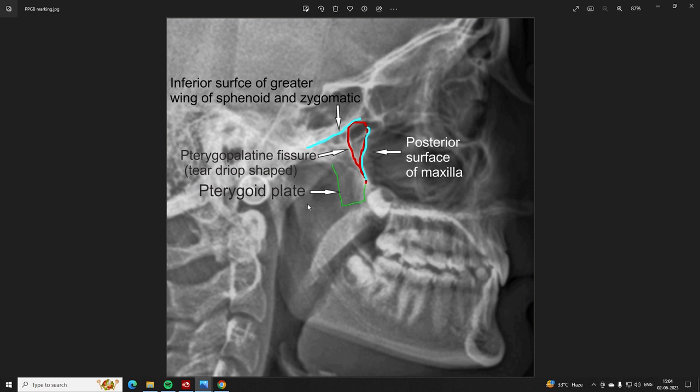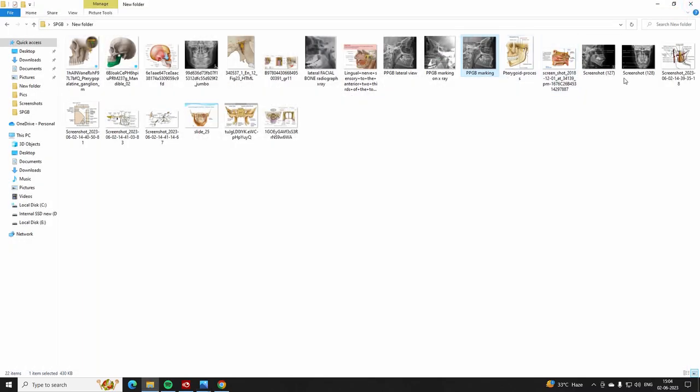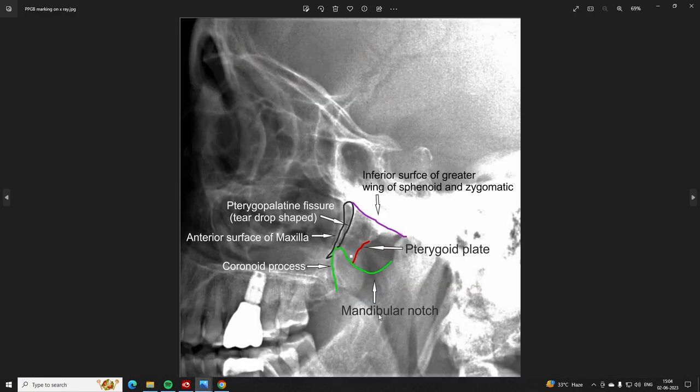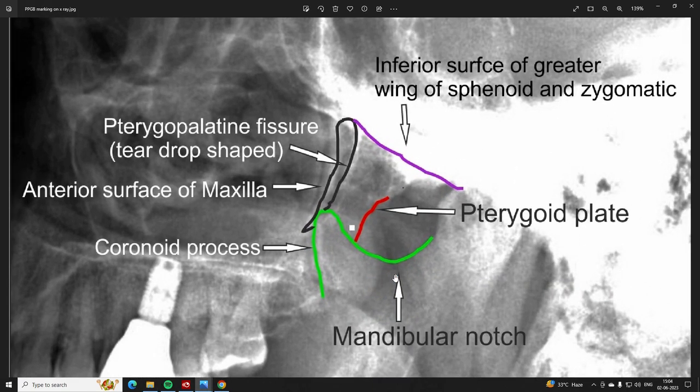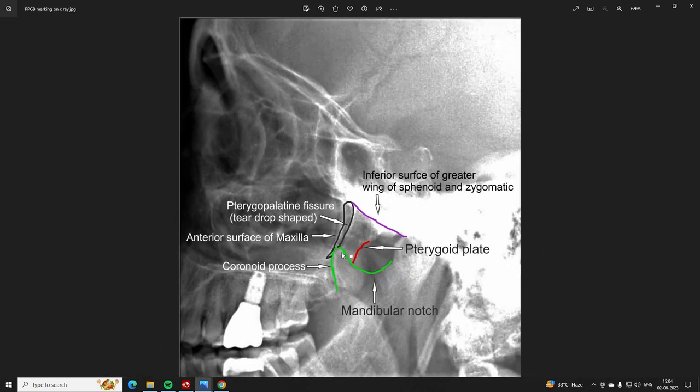So first, once you superimpose both the mandibles, you have to find out where the mandibular notch is. I can show you another picture. Yes, here you can see it is on the other side. Here you can see this green is the coronoid process. This is the mandibular notch. And this red is the posterior border of the pterygoid plate.